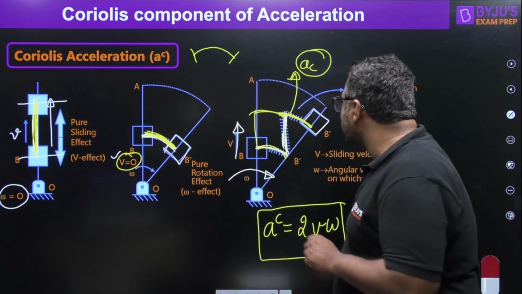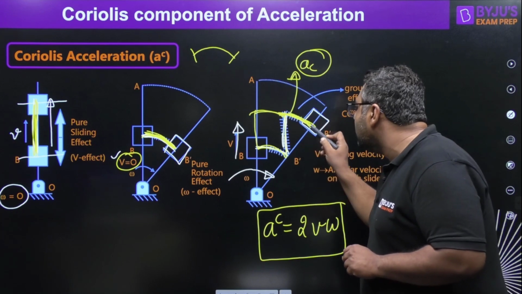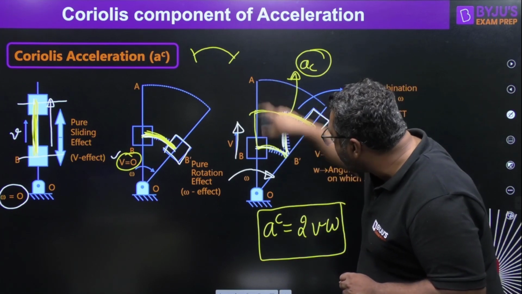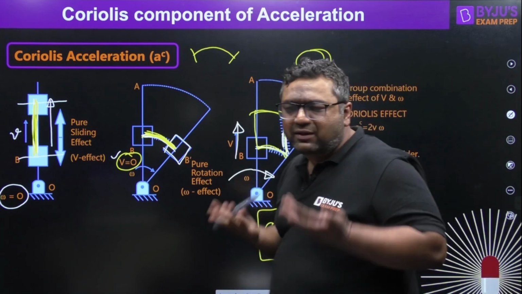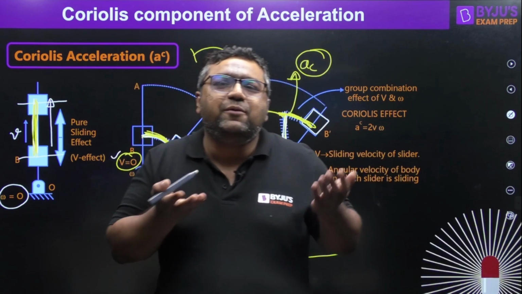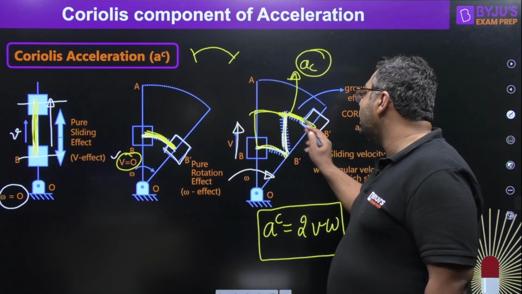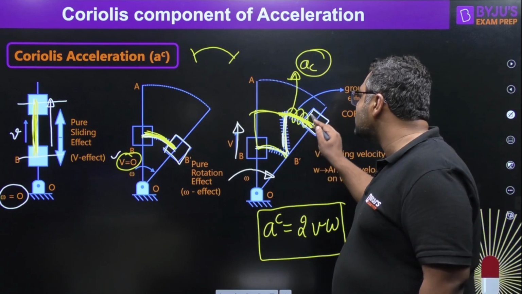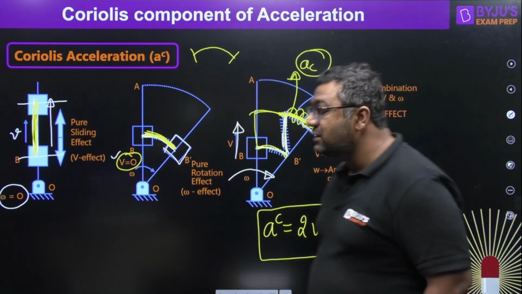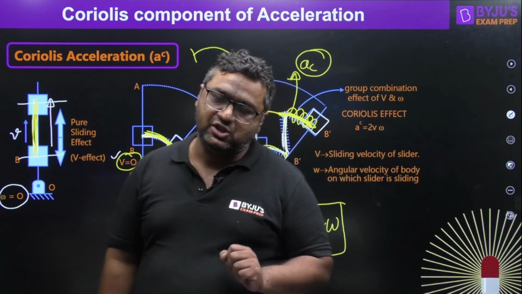Now you would be thinking that, sir, but this motion is coming because this slider is present on the rotating link. Yes, it is. That's what I am saying. The Coriolis component is coming also because of that. And my dear, that is the reason why the Coriolis component is giving this extra motion to us. So this is the result of the Coriolis component of acceleration.